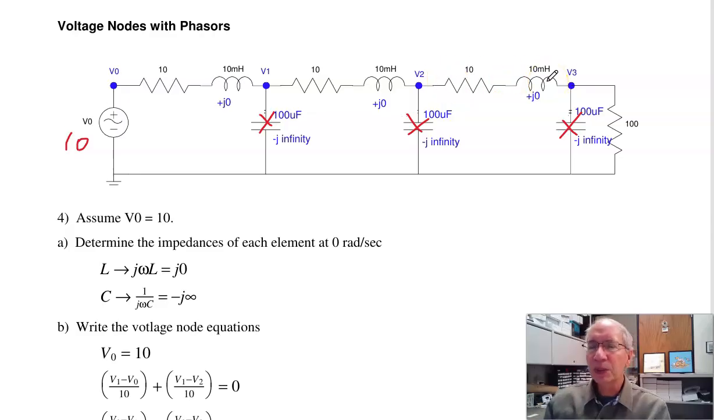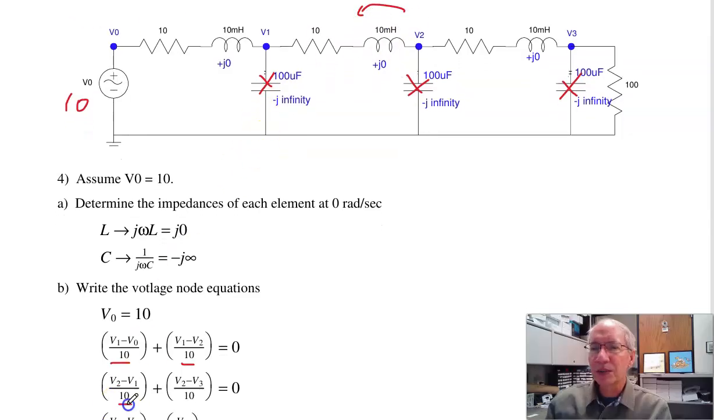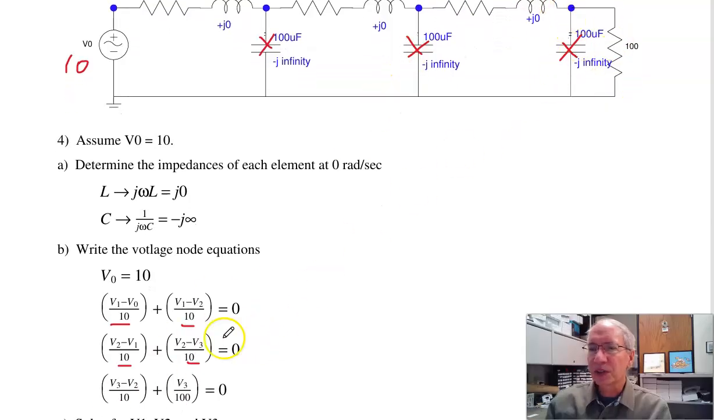Now to find the voltages, write the node equation. One equation is V0 equals 10. Next one is the current left, V1 minus V0 over 10, plus the current down, 0, plus the current right, V1 minus V2 over 10, is 0. At node 2, current left, V2 minus V1 over 10, plus V2 minus V3 over 10 equals 0. And finally at node 3, V3 minus V2 over 10 plus V3 over 100 equals 0.